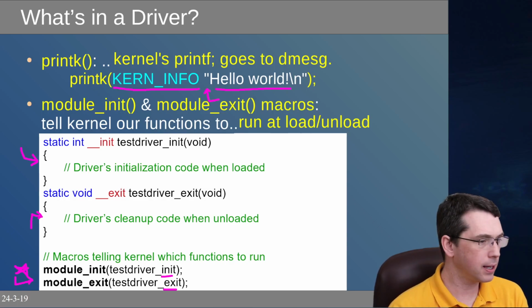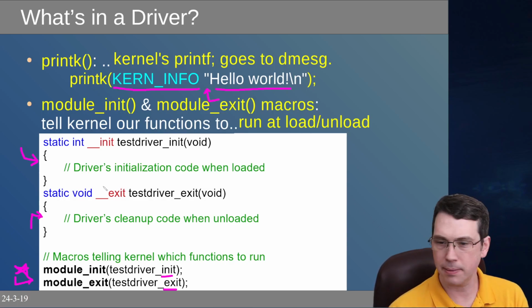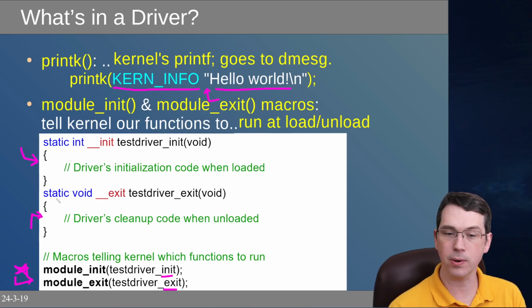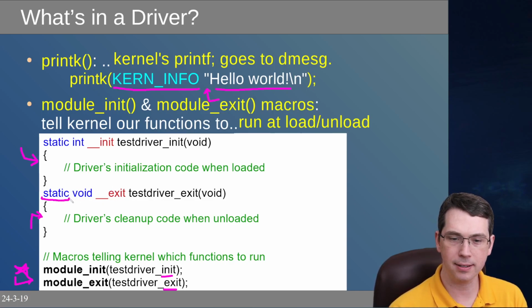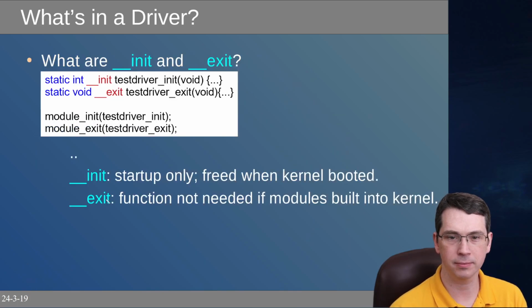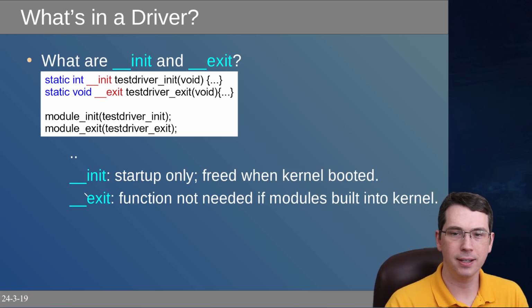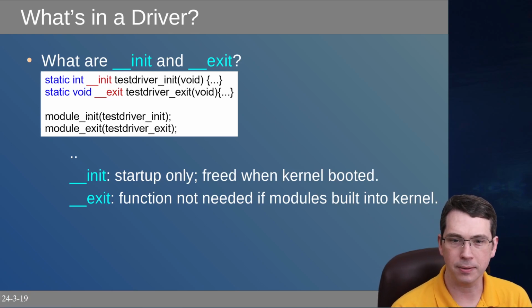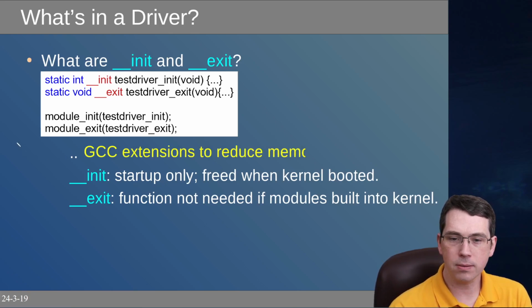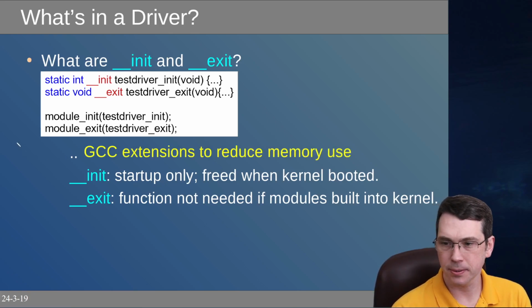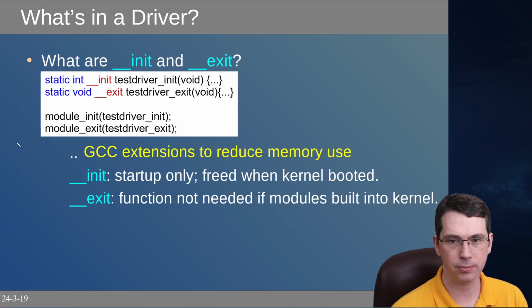Now, these are kind of complicated. I think the next slide is going to tell us a little bit about what is going on with this. The first thing we already know, incidentally, is that static makes it internal linkage. We'll see that in a sec. So what are these init and exit things we've got in our function declaration? Well, these are both GCC extensions to reduce memory use. The init function is like our constructor, and the exit function, as registered down here, is like our destructor.